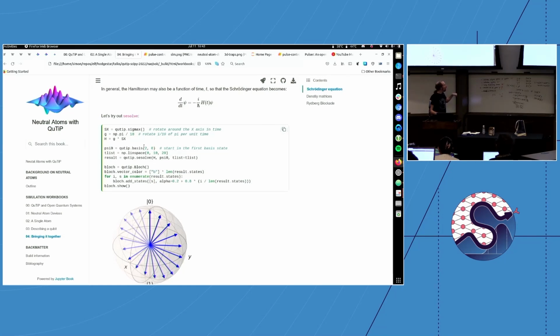a rotation around the x-axis. So it's in fact a matrix that will rotate the state 0 into state 1. It's what's called the generator of the transformation, or of all the rotations around the x-axis.